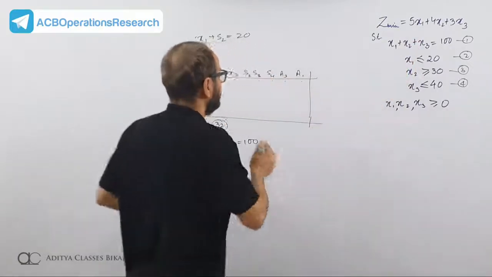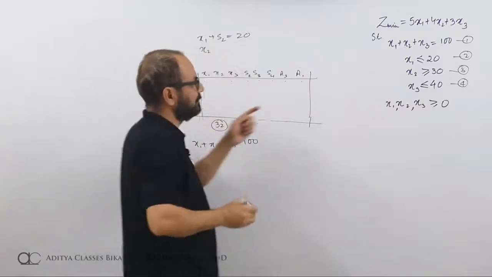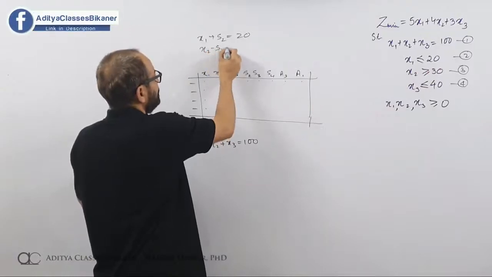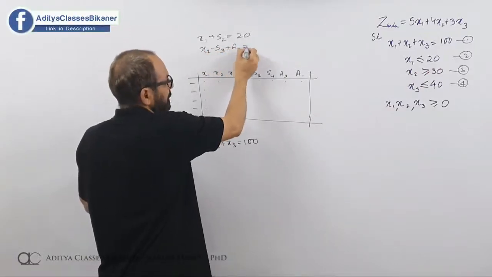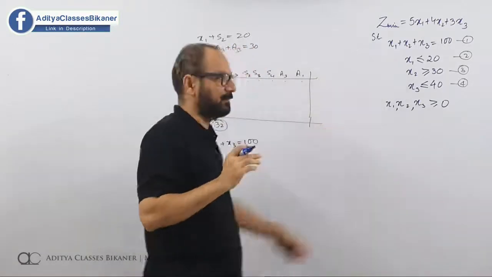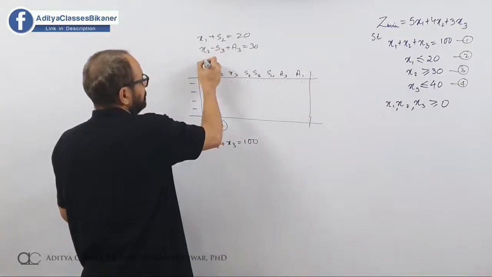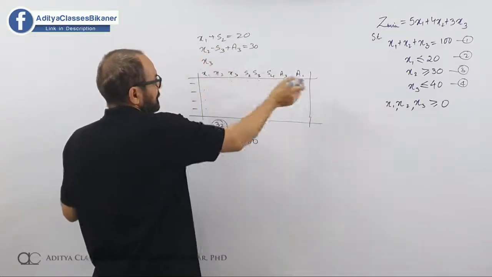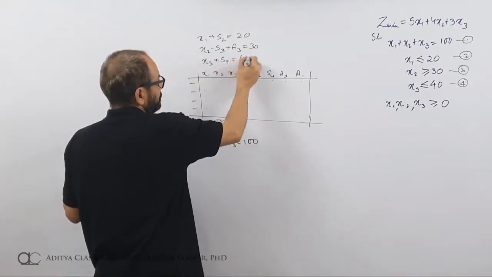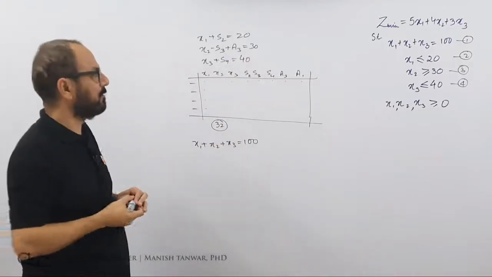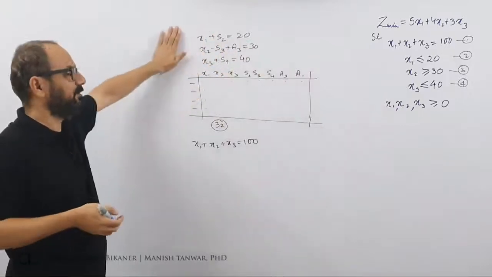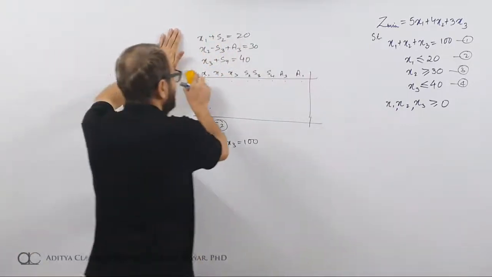What do you do with this one? You make it x2. Now this is greater than 30, so I need to deduct something. If I deduct something, it becomes a negative starting point. So I put an artificial variable and make it equal to 30. This is how we conventionally start this kind of formulation. This is less than, so I'll put a slack, that is S4 is equal to 40. So this is how conventionally I would have converted this canonical form into standard form.